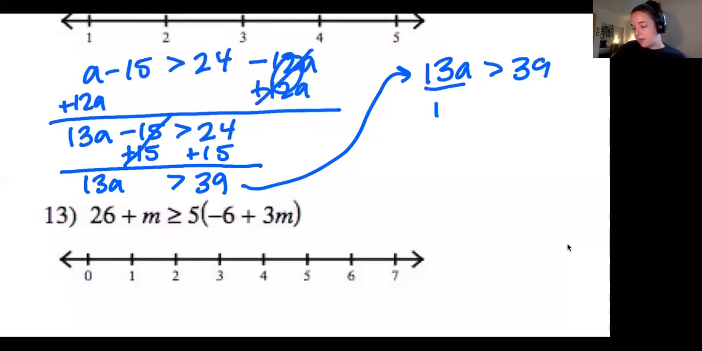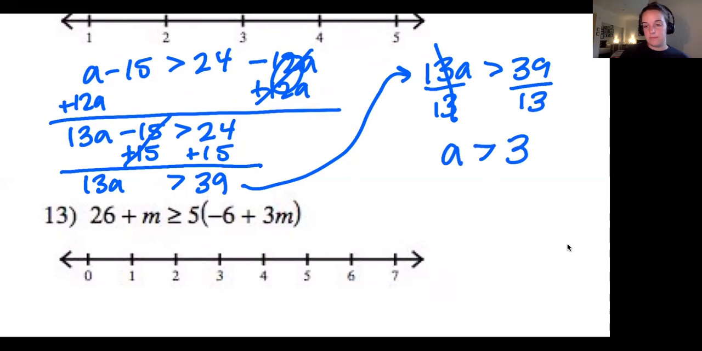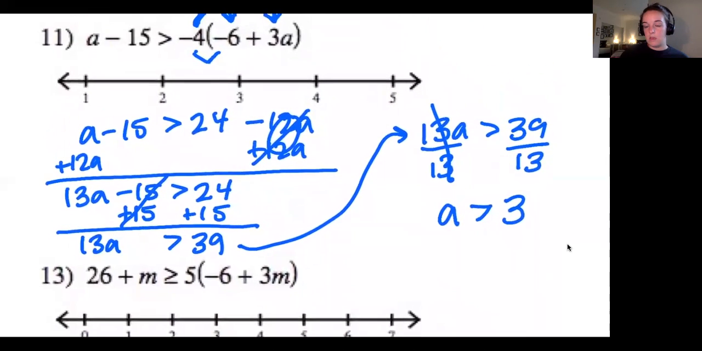I'm going to divide by 13. I'm dividing by a positive number here, so I'm not going to switch the sign. A is greater than 3.